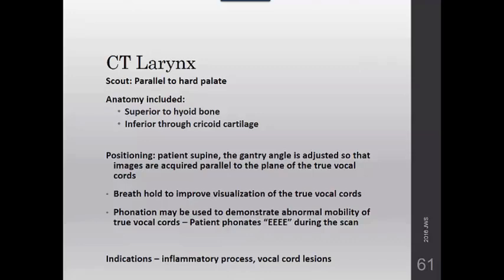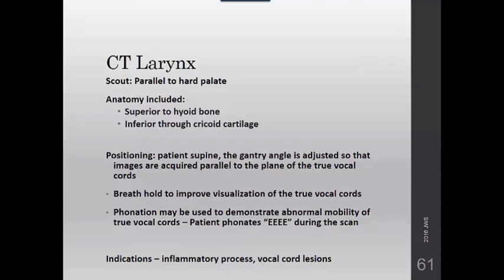When scanning the larynx, the patient is positioned supine with the head extended to place the plane of the larynx perpendicular to the CT image. In this position, the gantry is going to be adjusted so that the images are acquired parallel to the plane of the true vocal cords. One note to remember is to make sure to remove the head angle sponge from below the head cradle if it's there, so the patient's head is not elevated. You want the neck as straight as it can be, or as parallel as it can be.